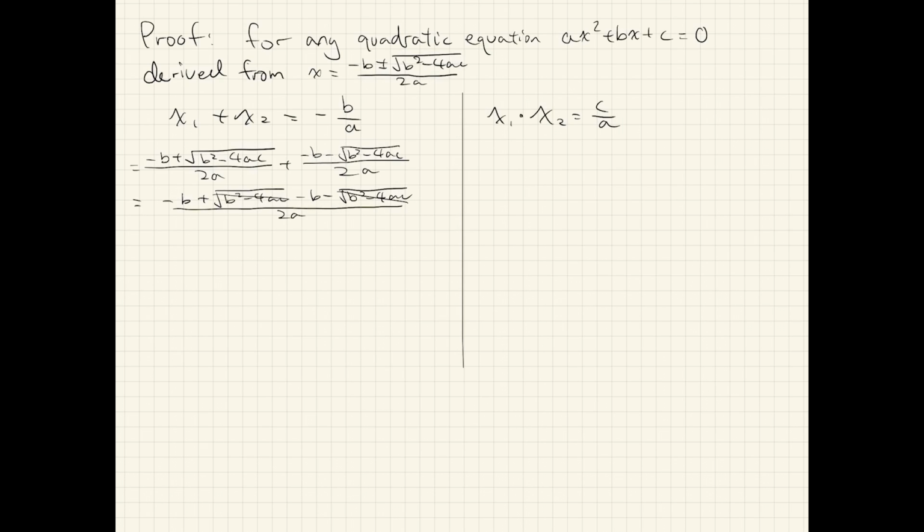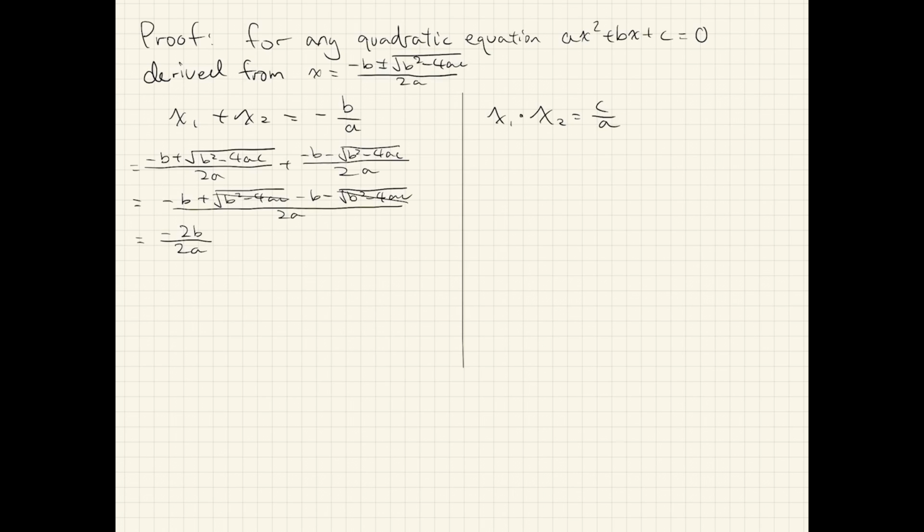The next step is that we can combine them because they already have the common denominators, so we can simply add them. And after we add, we notice that in the square root of b squared minus 4ac, one of them is positive, one of them is negative. So now we can just cross them out, eliminate them. So eventually we end up with negative 2b over 2a.